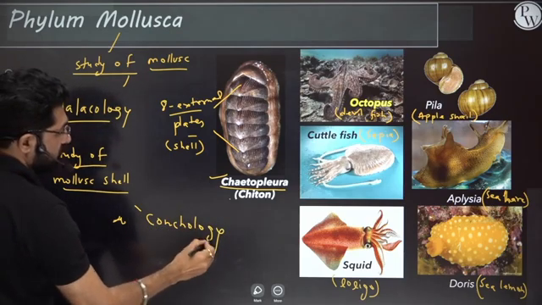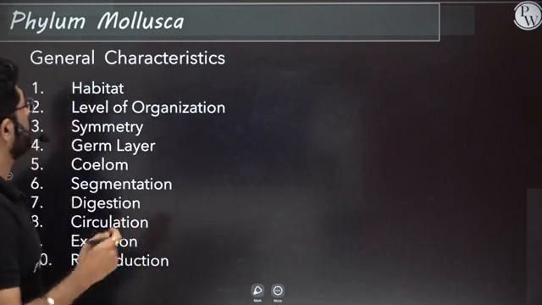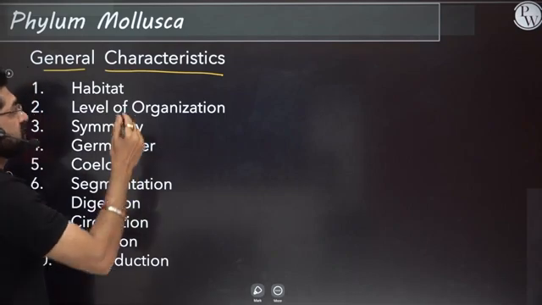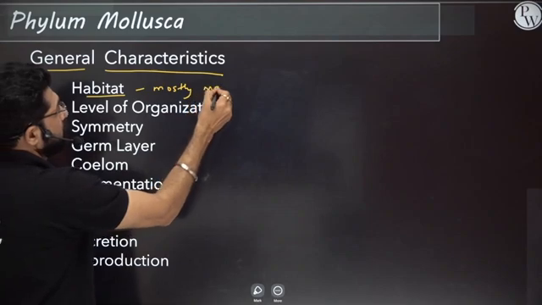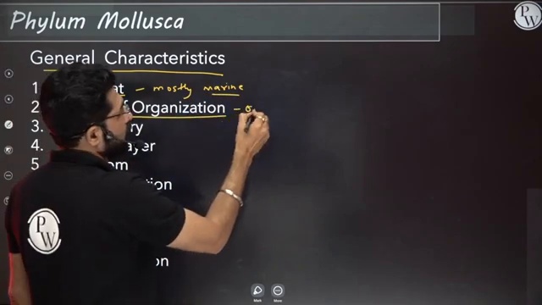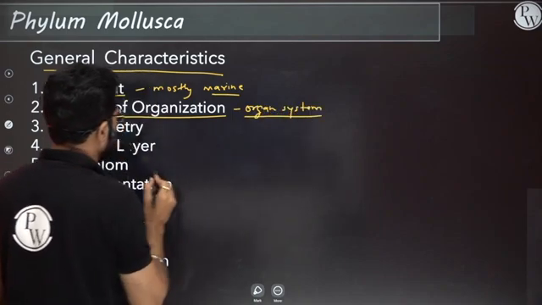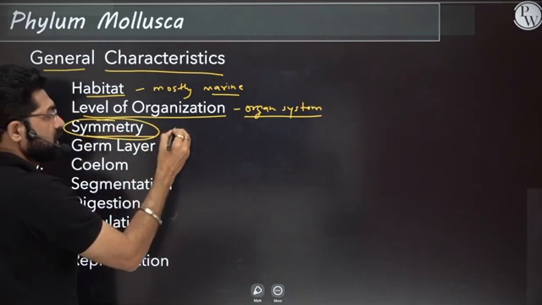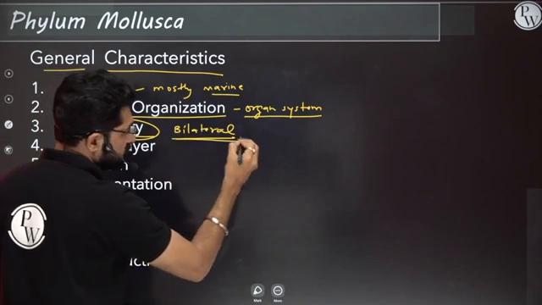So there are very interesting things in molluscans also. We'll understand all these things later. First you remember the general characters. If I talk about the habitat, mostly they are marine. Level of organization is again organ system. Organ system level is the organization here. Symmetry, very important question comes from here. Symmetry is bilateral. Please remember, symmetry is bilateral.